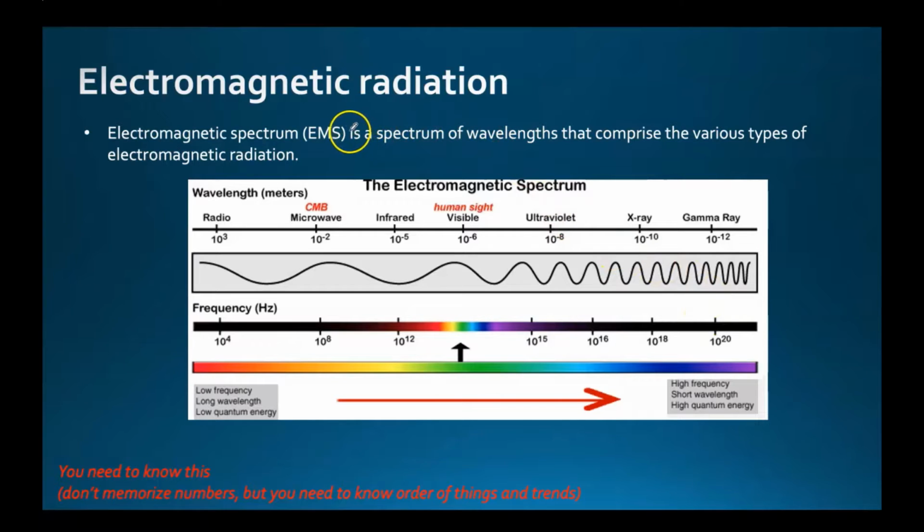The electromagnetic spectrum, EMS, is a spectrum of wavelengths that comprise the various types of electromagnetic radiation. You need to know the order of the wavelengths in this spectrum. However, you don't need to memorize the numbers, but you need to know the order of the things and the trend. This means you have to know that as you go from radio to gamma ray, the frequency increases, the wavelength decreases, and the quantum energy increases.